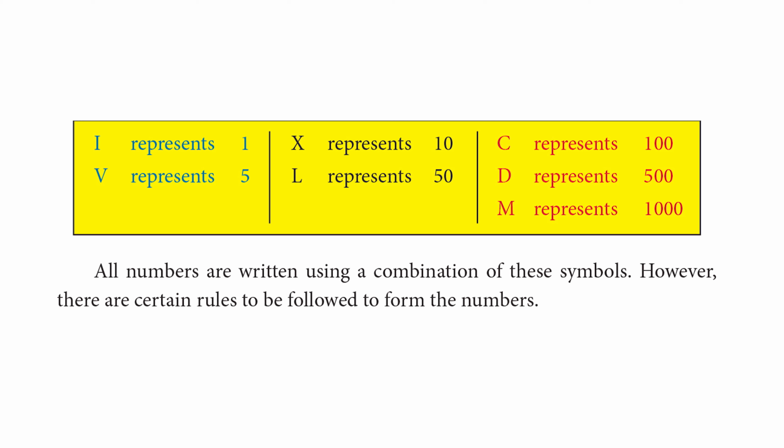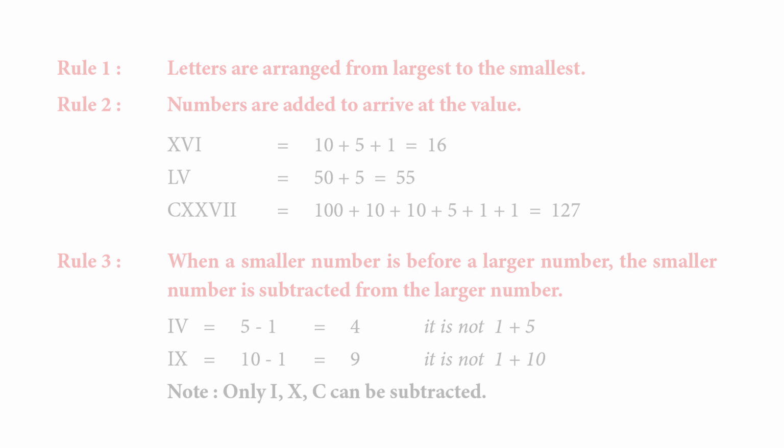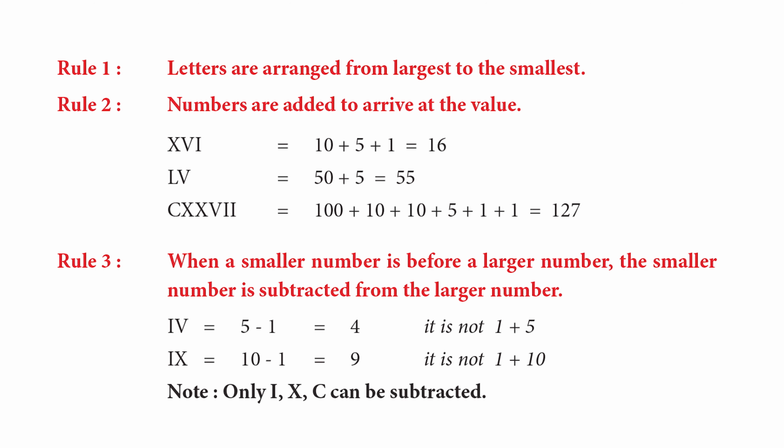Let's see, there are some rules that we have to remember. Please take a look at the screen. Rule number 1, letters are arranged from largest to smallest. You can see the largest is 1000, then 500, then C. So in any given numeral, it will always be from largest to smallest. We will take examples of each. Okay, the second rule. Rules mean you have to learn them by heart and remember them always.